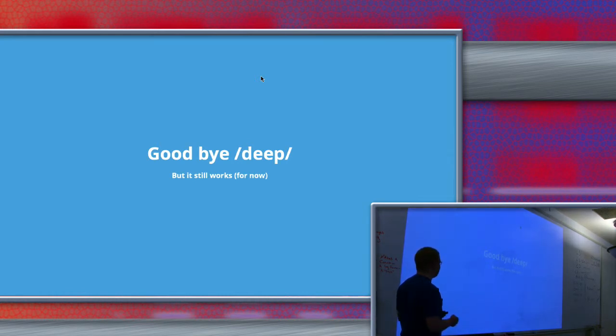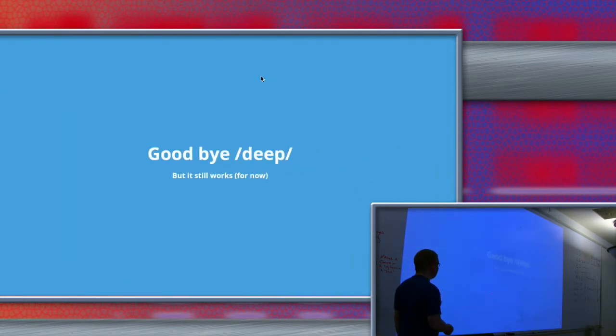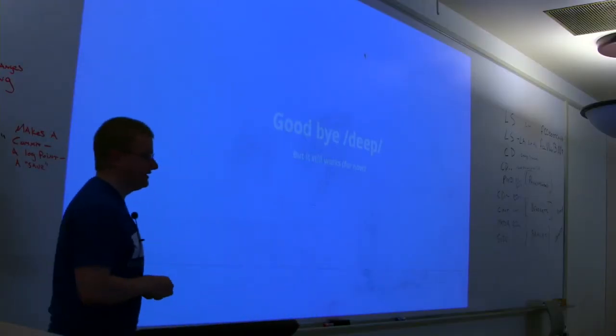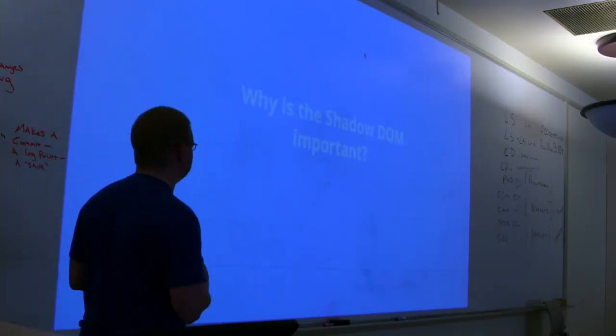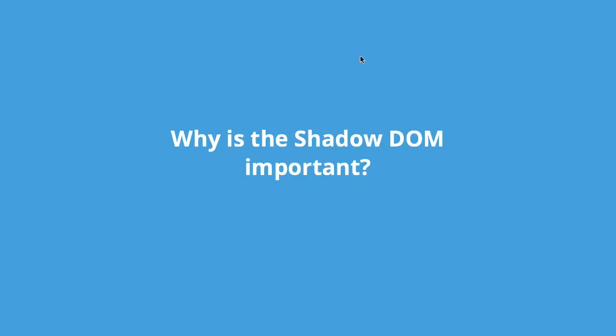And actually, whenever I've given a web components presentation before, this is always a big piece of it. This is deep. This is how we break through the shadow boundary. And then I saw this, and I'm like, oh, it's not going to be there anymore. But it still works in Chrome, so we can still play around with it today and see how it works. But just don't get too attached, because it's likely going away unless something changes.